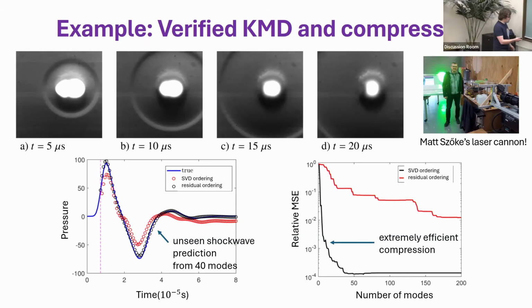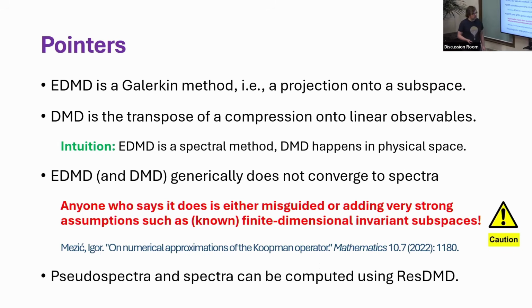Okay, I wanted to leave some time for questions, and some pointers. EDMD is a Galerkin method, simple as that. You're projecting your Koopman operator onto a subspace. DMD is the transpose of EDMD with a linear choice of observables. So if you're after an intuitive explanation, EDMD is a bit like a spectral method.